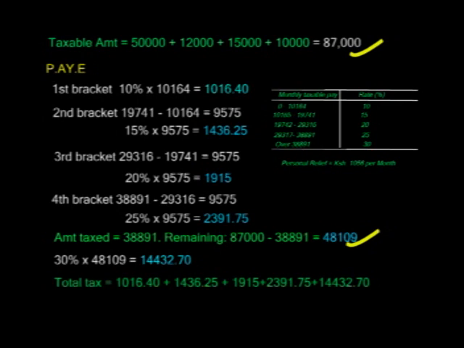Now the total tax is the sum of all the taxes, that is 1,016.40 cents plus 1,436.25 cents plus 1,915 plus 2,391.75 cents, plus 14,432.70 cents. The sum of that gives me a total of 19,277.10 cents.